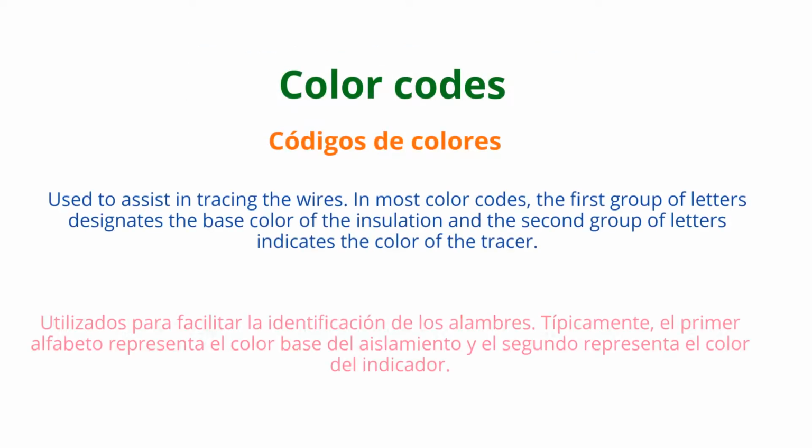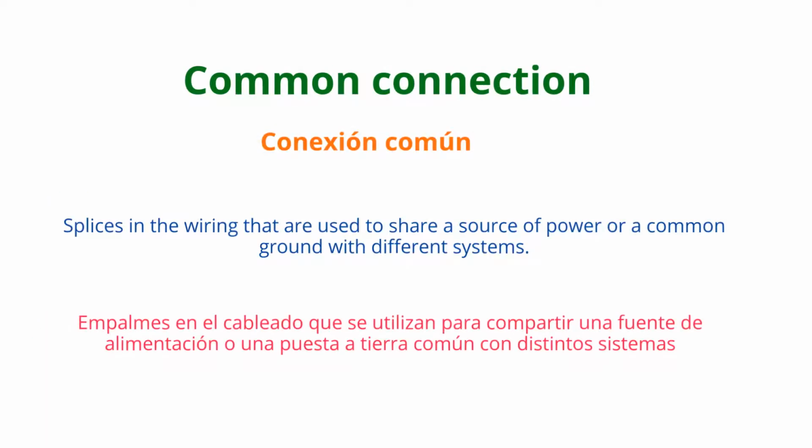Color codes. Color codes are used to assist in tracing the wires. In most color codes, the first group of letters designates the base color of the insulation, and the second group of letters indicates the color of the tracer. Common connection. Splices in the wiring that are used to share a source of power or a common ground with different systems.